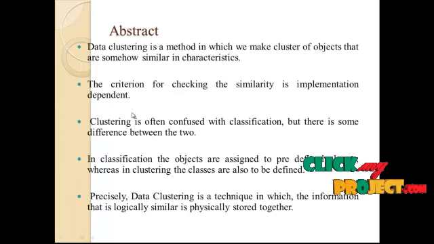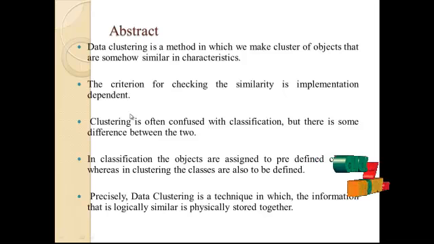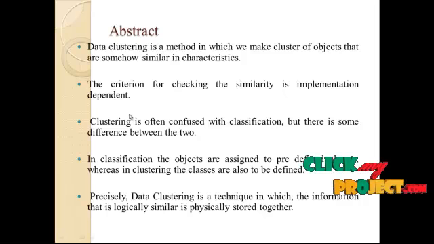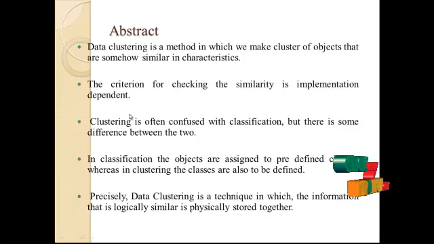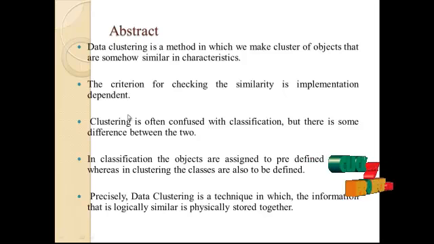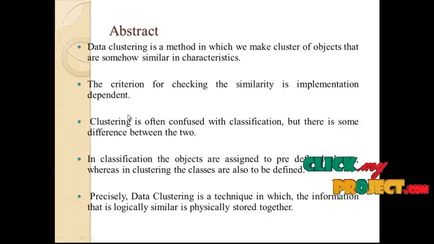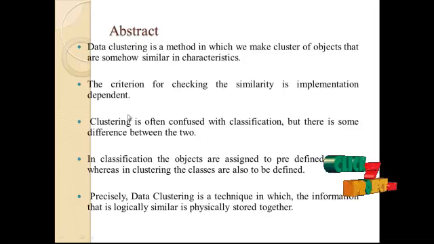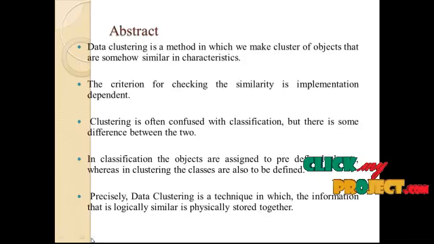Now let me discuss the abstract of our process. Data clustering is a method in which we make clusters of objects that are somehow similar in characteristics. The criterion for checking the similarity is implementation dependent. Clustering is often confused with classification, but there is some difference between the two. In classification, the objects are assigned to predefined classes, whereas in clustering the classes are also to be defined.